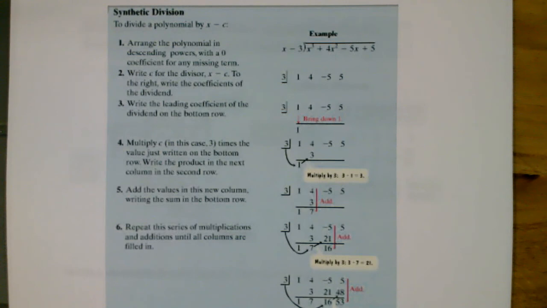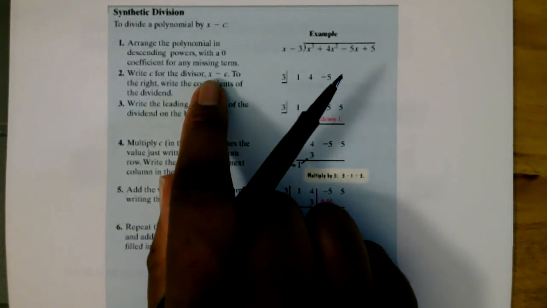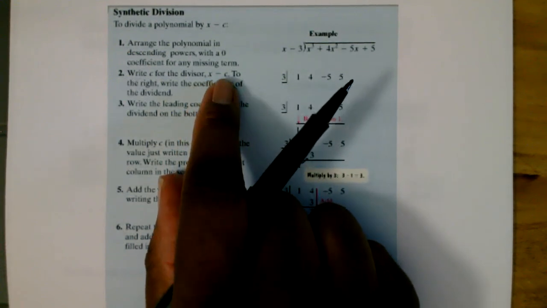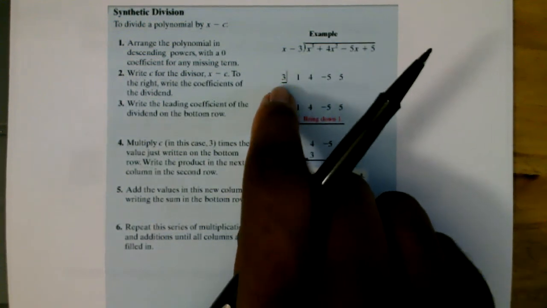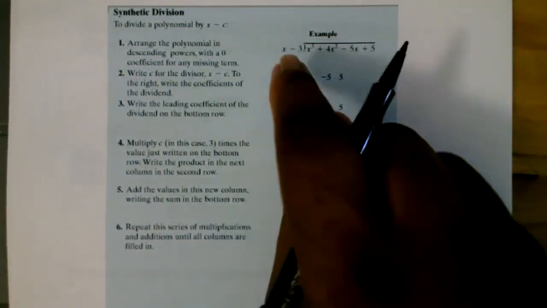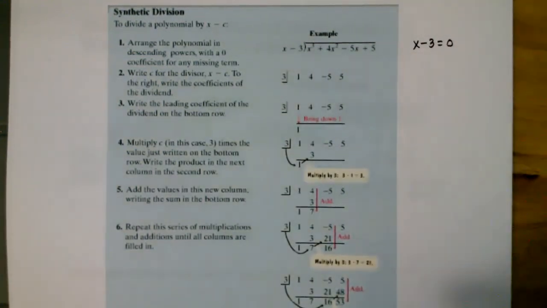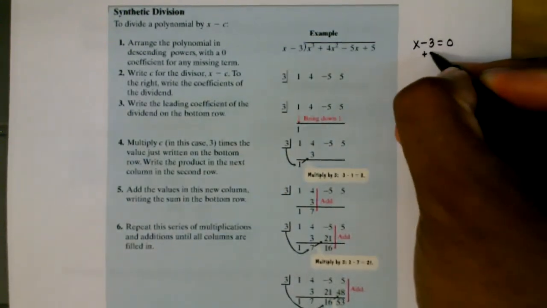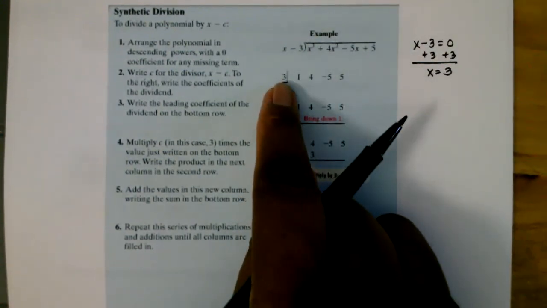Now you're going to write the c for your divisor of x minus c on the left side. To get your divisor, if you have x minus c, the best way to do that is set that expression equal to 0 and get x by itself. That will tell you what the divisor is going to be in synthetic division. So in this case here, I would take that x minus 3, which is my divisor, and set that equal to 0. Solve for x, you'll get x is equal to 3. That will be the divisor here.